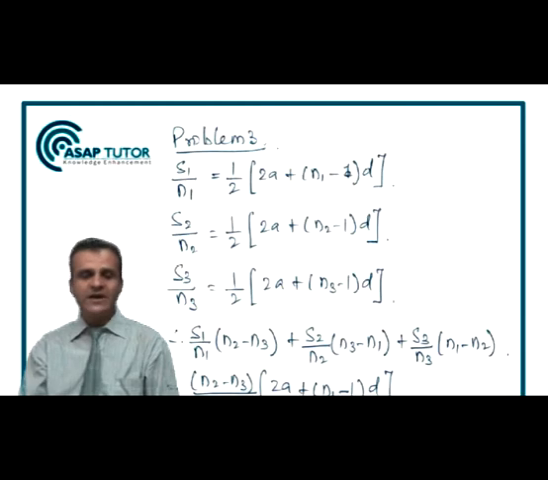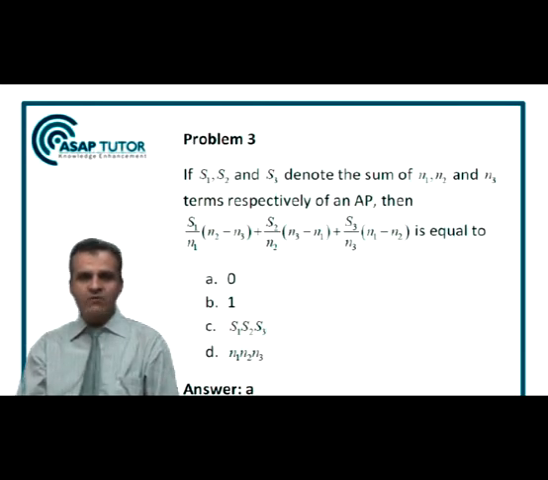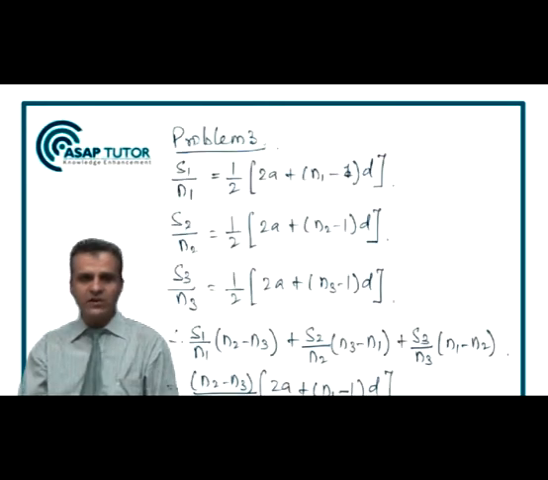We know that Sn is equal to n by 2 into 2a plus (n minus 1) into d. So therefore S1 by n1 will be equal to 1 over 2 into (2a plus (n1 minus 1) into d). Similarly, we'll get S2 by n2 will be equal to 1 by 2 into (2a plus (n2 minus 1) into d). Now, the expression that we have is S1 by n1 into (n2 minus n3) plus S2 by n2 into (n3 minus n1) plus S3 by n3 into (n1 minus n2). So, we'll substitute the respective values over here.